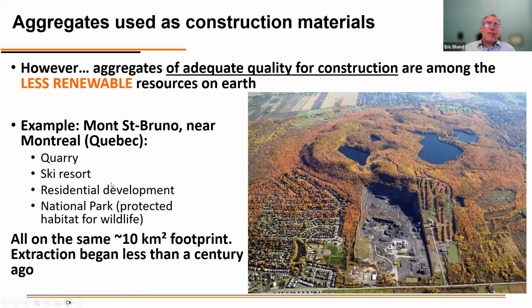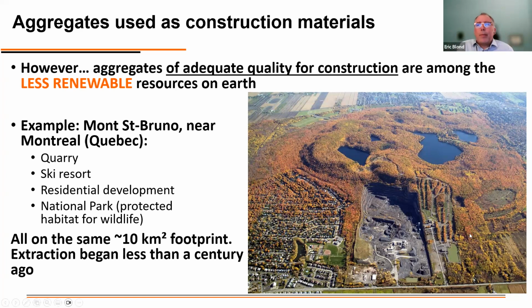However, we should keep in mind that aggregates with adequate quality for construction are probably the least renewable resource on Earth. People are focusing a lot on oil and petroleum products as a non-renewable resource, but in fact, aggregates are less renewable than oil, if we're looking at the geological scale. They are less renewable because we need them close to the locations where we're doing construction.